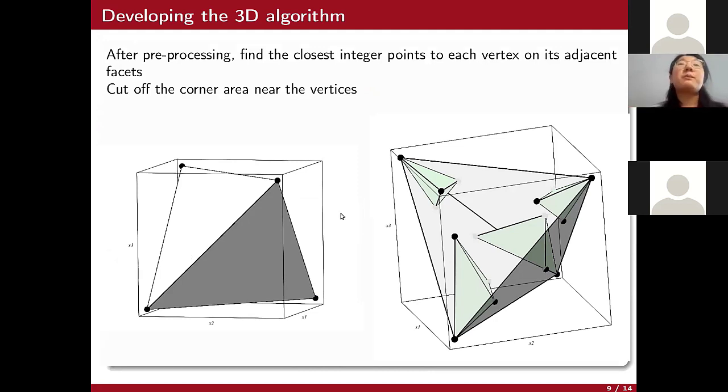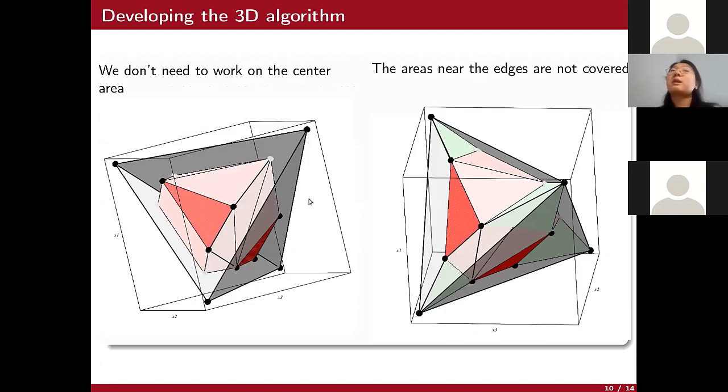We will do some pre-processing so that every facet would have integer points on them. Then similarly, we find the closest integer points to the fractional vertices on each of its adjacent facets, which are these black dots. So again, we will have these corners that we will need to deal with. Similarly, this middle part, which contains most of the volume, would be an integer hull already. So we don't really need to deal with this part anymore.